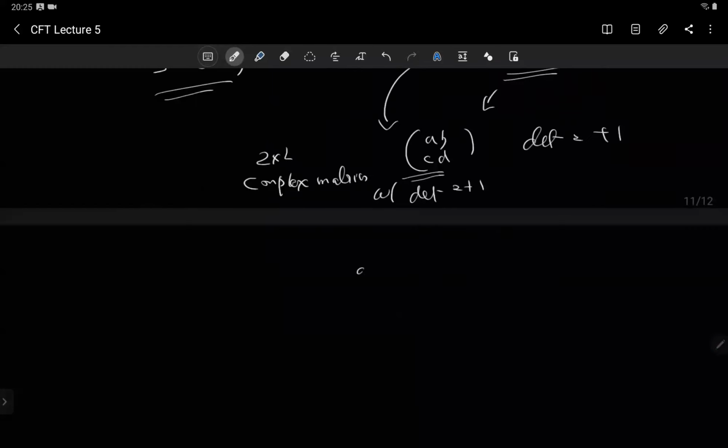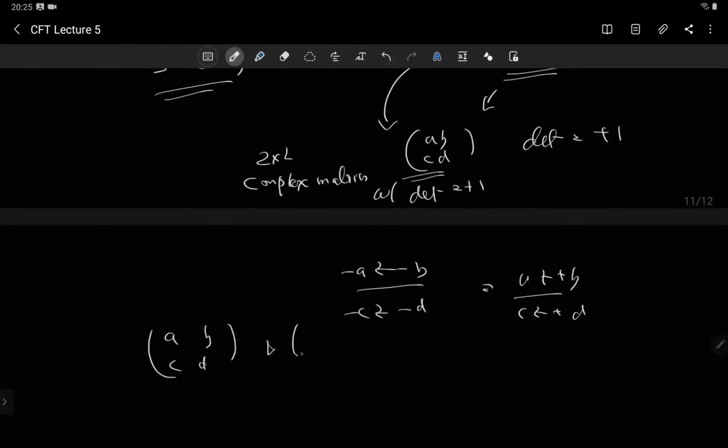because if I took A, B, C, D and I multiplied all of them by -1, right? Suppose I took this transformation. This is the same as (Az + B) over (Cz + D), right? Because the minus will just cancel. So that means both A, B, C, D and minus A, minus B, minus C, minus D are the same conformal transformation. Is it clear what I'm saying?